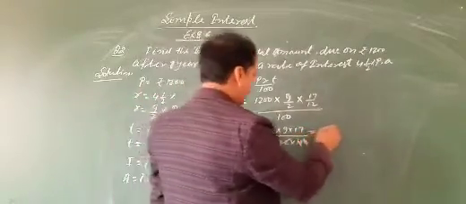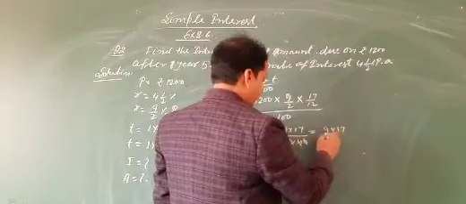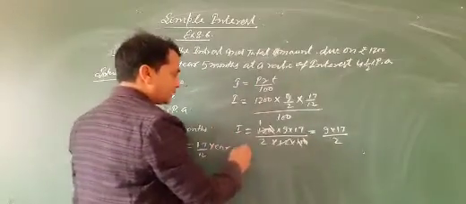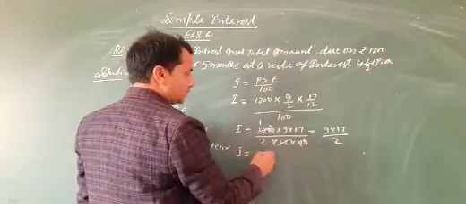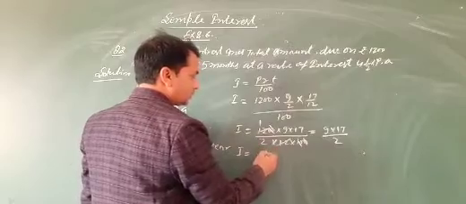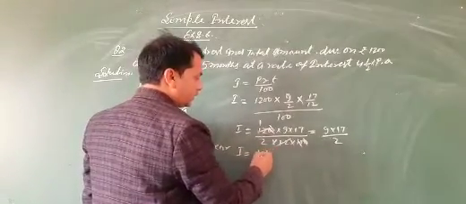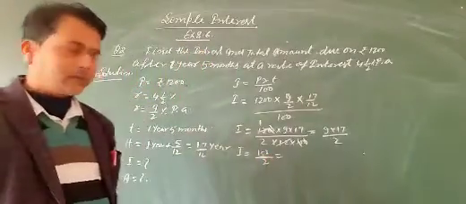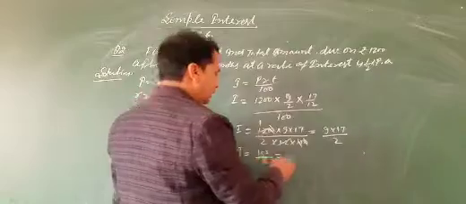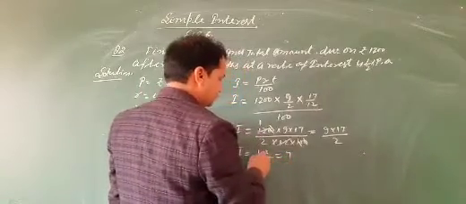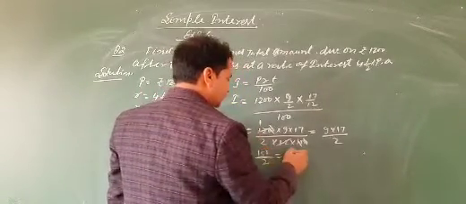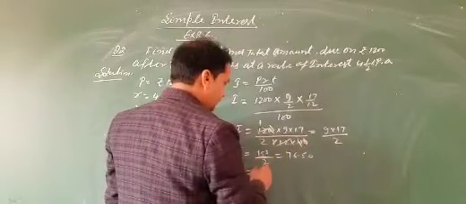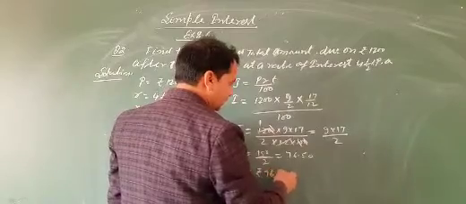Now 9 into 17 by 2. Then 9 multiplies 17, then it is equal to 153 by 2. There 153 divided by 2 is 76.50. So interest is here 76.50.